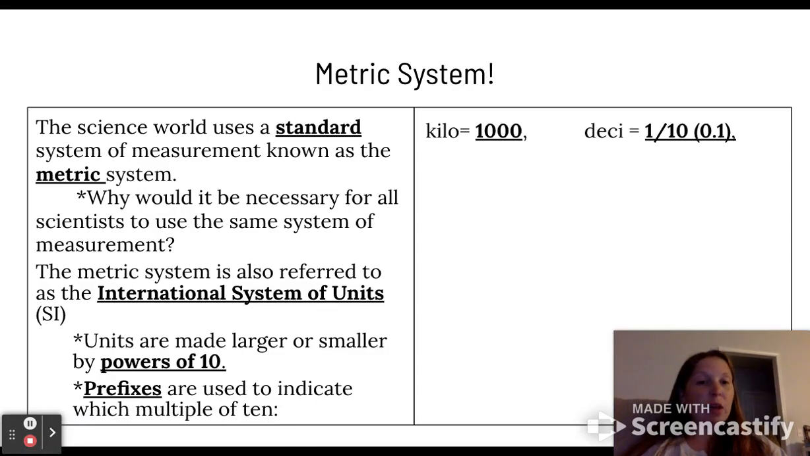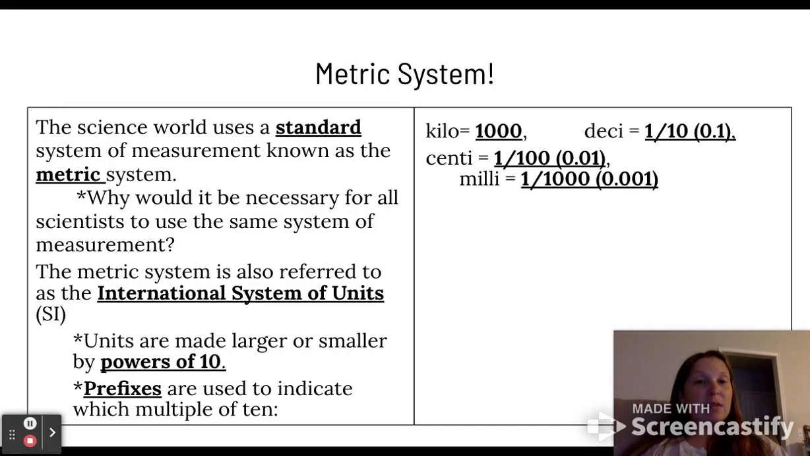We use prefixes to tell us those multiples of 10. For instance, kilo means 1,000 base units. Deci is 1/10 of a base unit. Centi is 1/100th of a base unit. Milli is 1/1000th. You can think of these last three like a decade, a century, and a millennium, because a decade is 10 years, a century is 100, and a millennium is 1,000. Your base unit is 1 year, so you can look at those similarly.